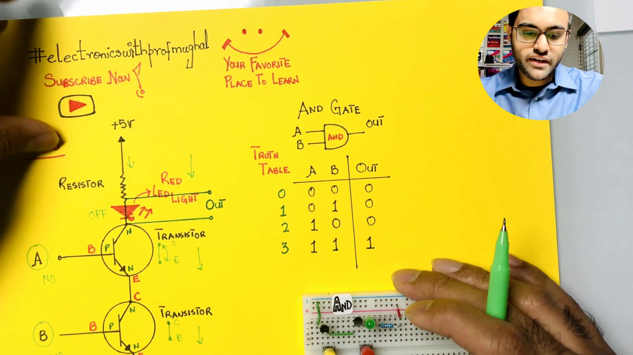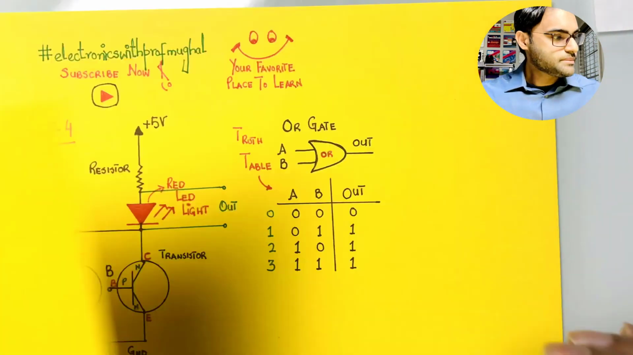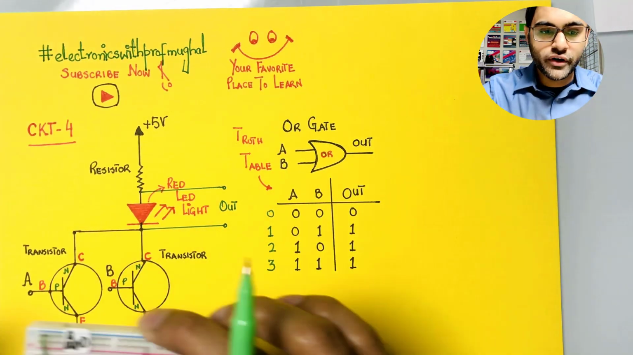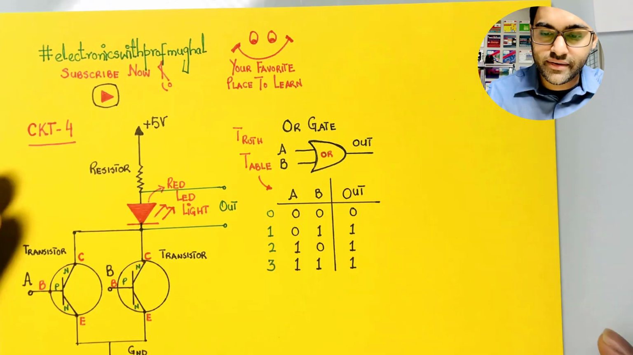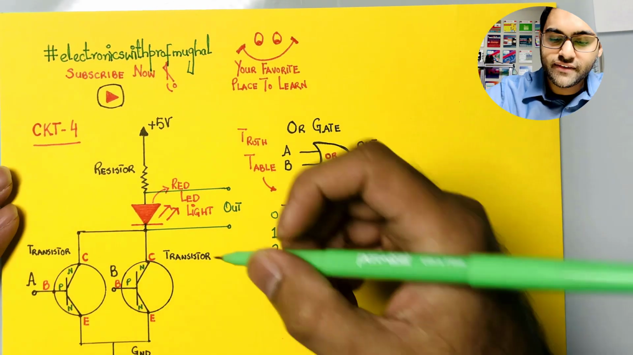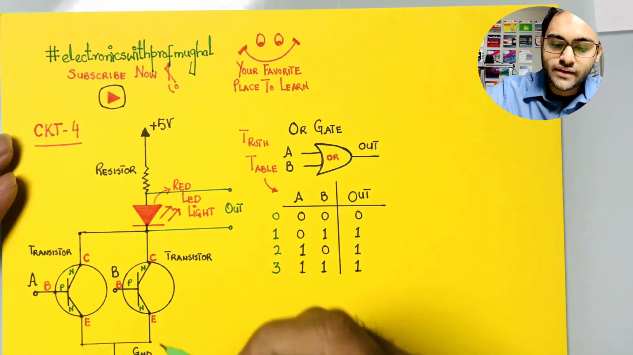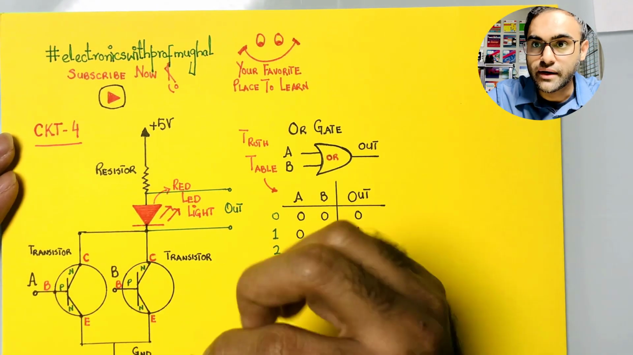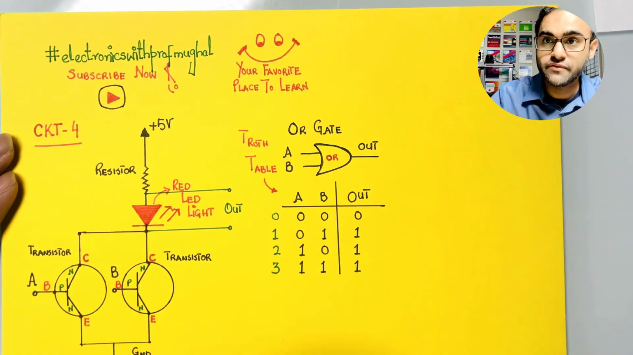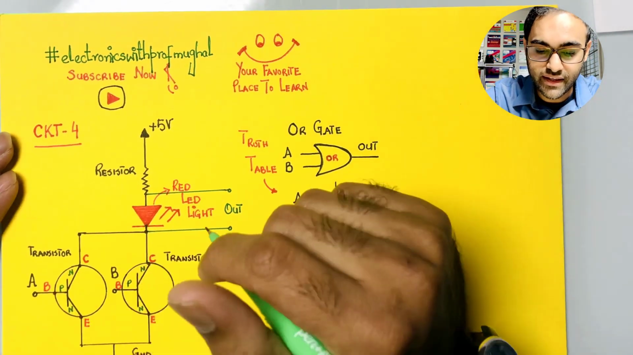Let's move on to the next circuit, circuit number 4. Circuit number 4 is an OR gate. It's very similar to the previous circuit. The only difference is that here the two transistors are parallel to each other. They're not on top of each other, or in series, as was the case in the AND gate.